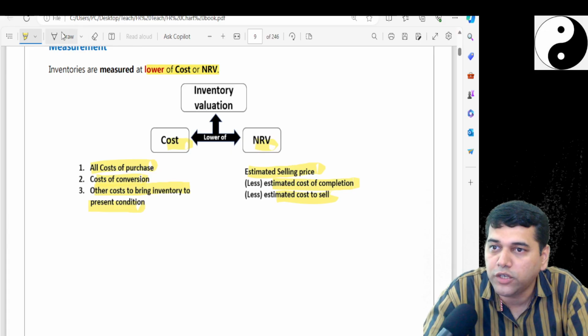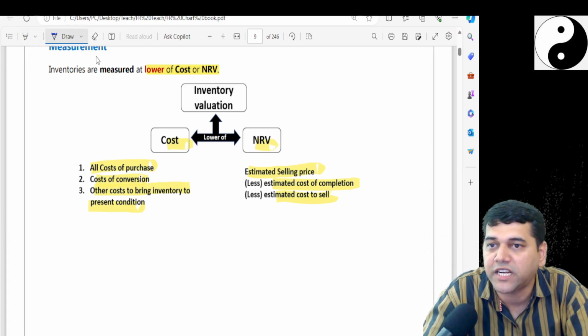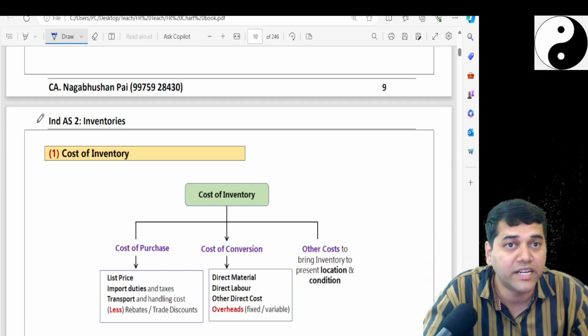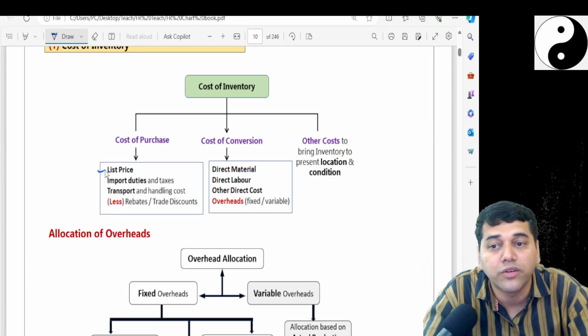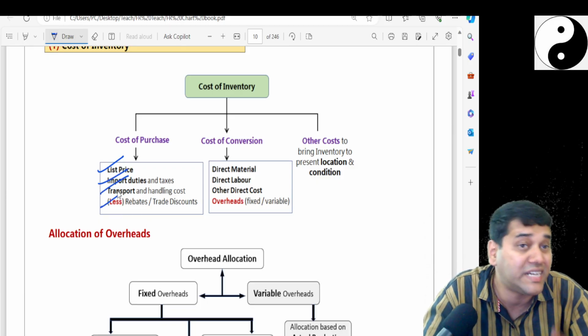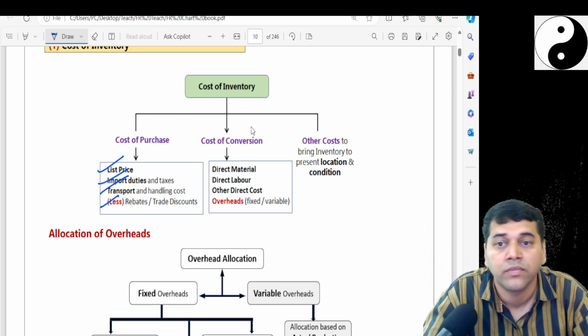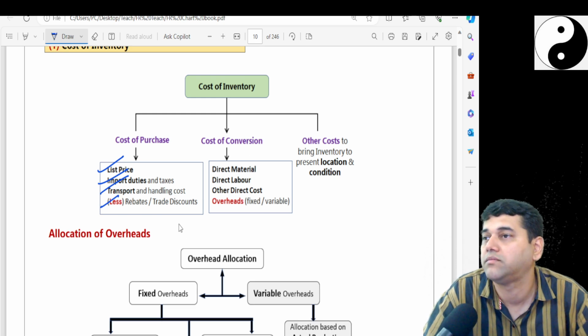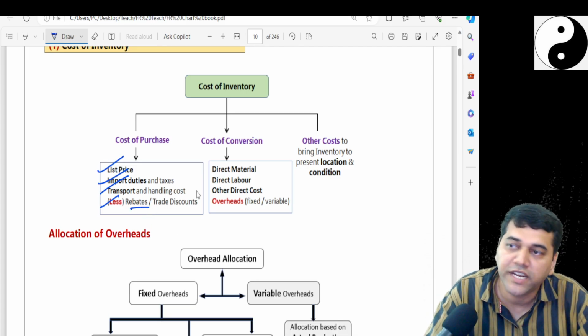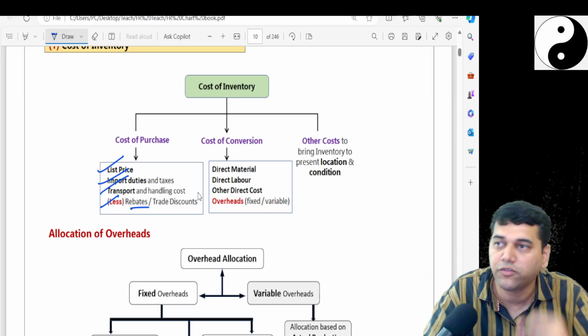Okay, now let us go into detail of this. Let us expand. We started with the measurement, cost or NRV. We discussed the cost. Cost includes this. What do you mean by cost of purchase? We need clarity, no? So the cost of purchase includes your list price, import duties, transportation, etc., excluding trade discount. Then what is your cost of conversion? Trade discount and rebates: if on the list price trade discounts are given, will you treat it as part of your inventory cost?